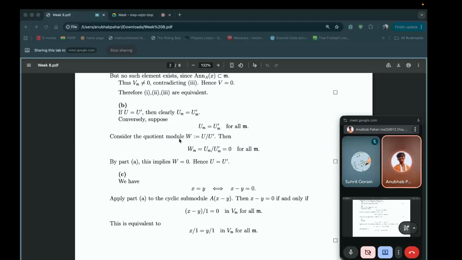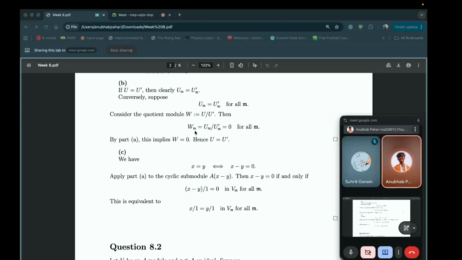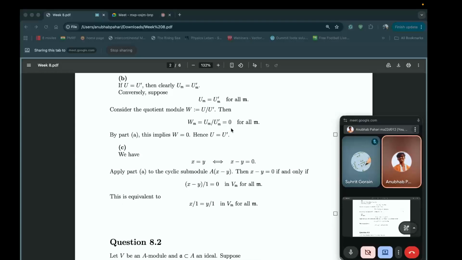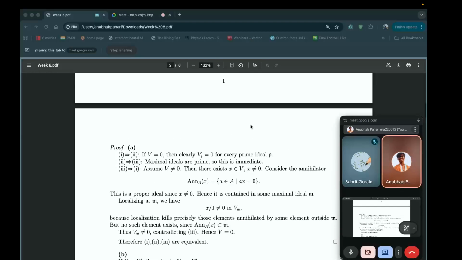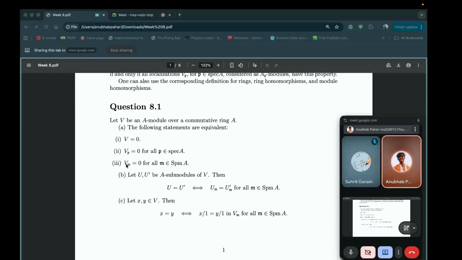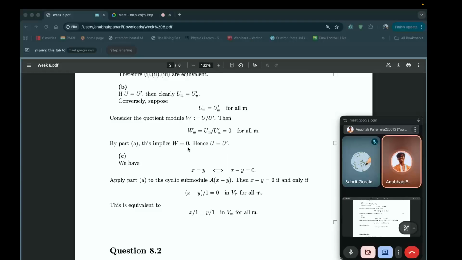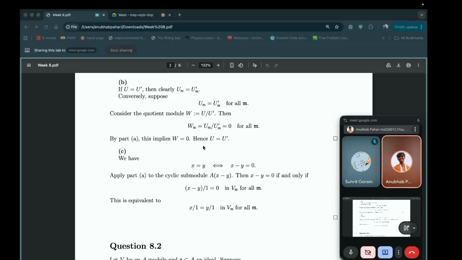Now consider the quotient module W equals U by U prime. Then you see that Wm equals Um by U prime m, that is 0, for all m. So this implies Wm is 0 for all m. Therefore, by the first question, if Vm is 0 for all m, then V is 0, therefore W is 0. Hence U equals U prime.